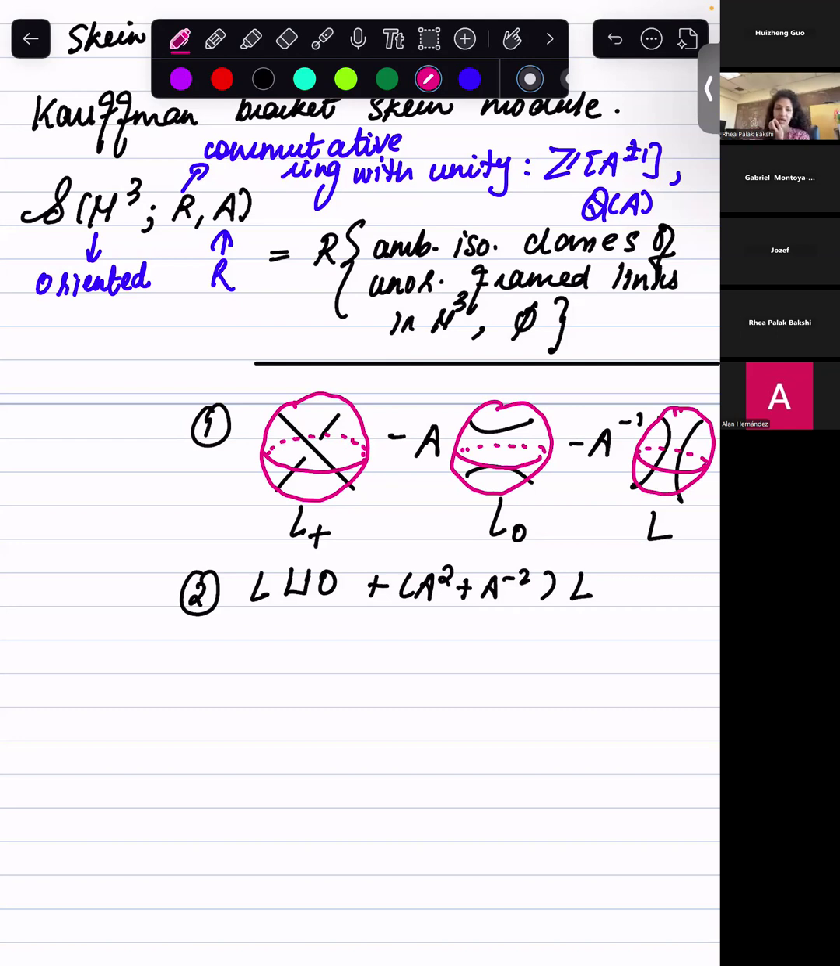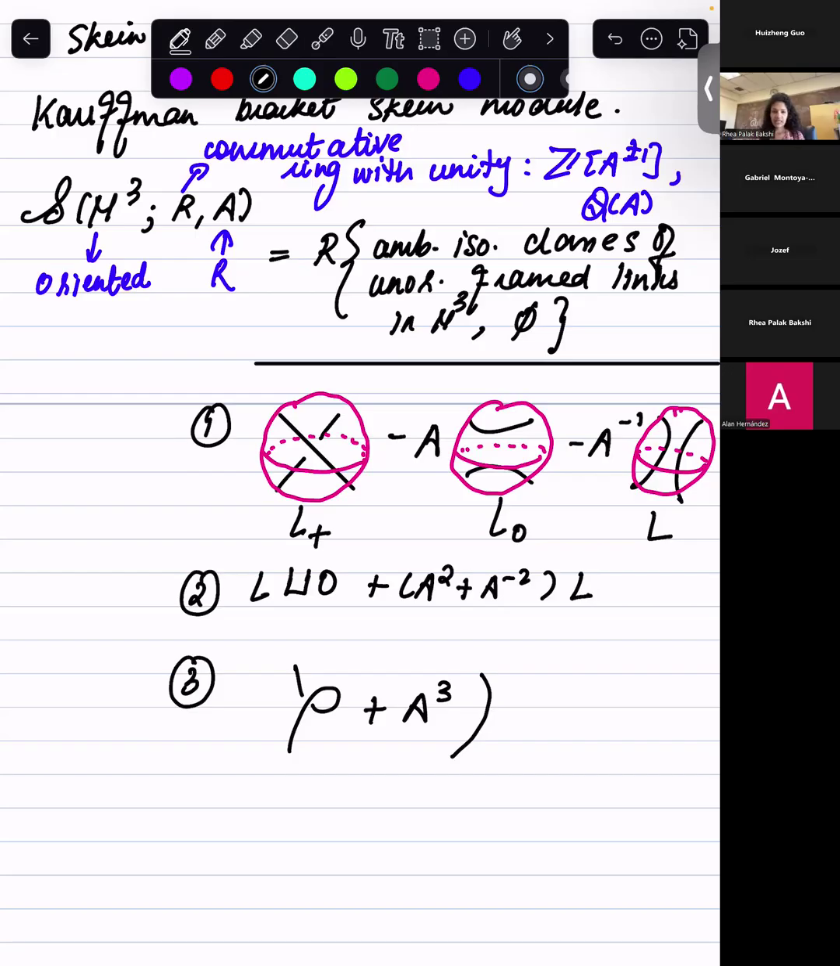All right. There's also a third relation, which is the framing relation. So if you twist the framing by one positive full twist, that's the same as this, but it comes at the cost of this coefficient. But this one can be derived from the first two. Okay. So you take ambient isotopy classes of unoriented framed links in your oriented three manifold.